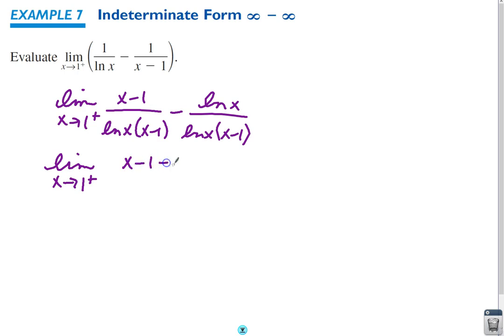x minus 1 minus natural log of x, all over the natural log of x times x minus 1. Okay. We plug in our 1 to see if we can do direct substitution. 1 minus 1 minus natural log of 1 is 0, over natural log of 1 is 0 times 0. Indeterminate. Okay, that's okay. This is where we do L'Hopital's.